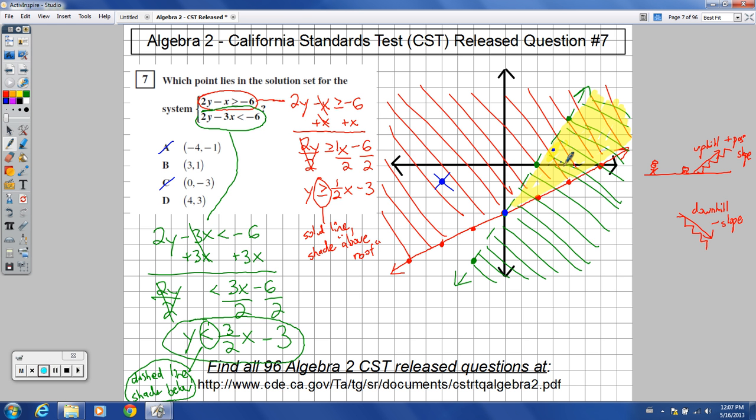So I'm going 4 and then 3 up here. Does that work right there? No. So that's on the green line itself, which is dashed. That's why it doesn't work. Choice B is the correct choice.